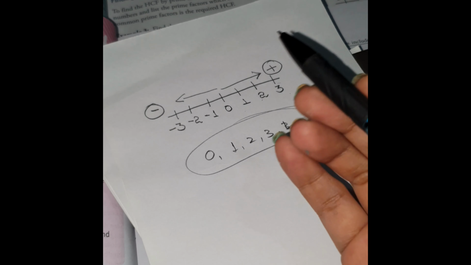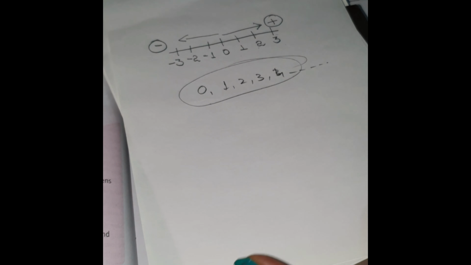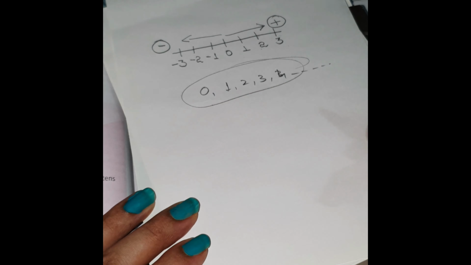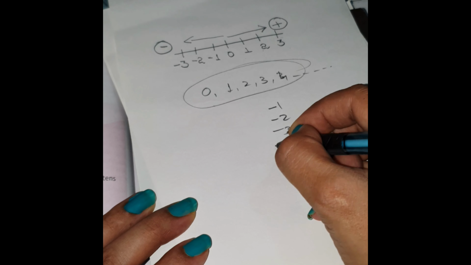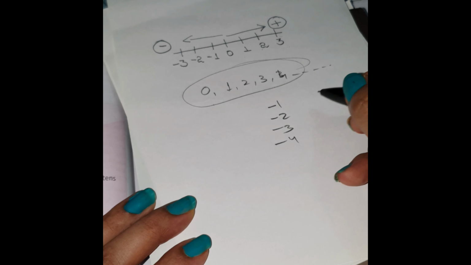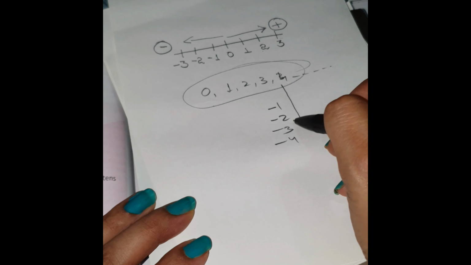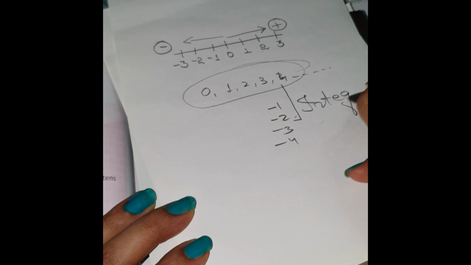Okay, now what are integers? When whole numbers are combined with the negative numbers, then they are called integers. Like these are the whole numbers, and if I include negative numbers like -1, -2, -3, -4 and so on, all the numbers when I include with the whole numbers, then this complete set of numbers along with the whole numbers are regarded as integers.